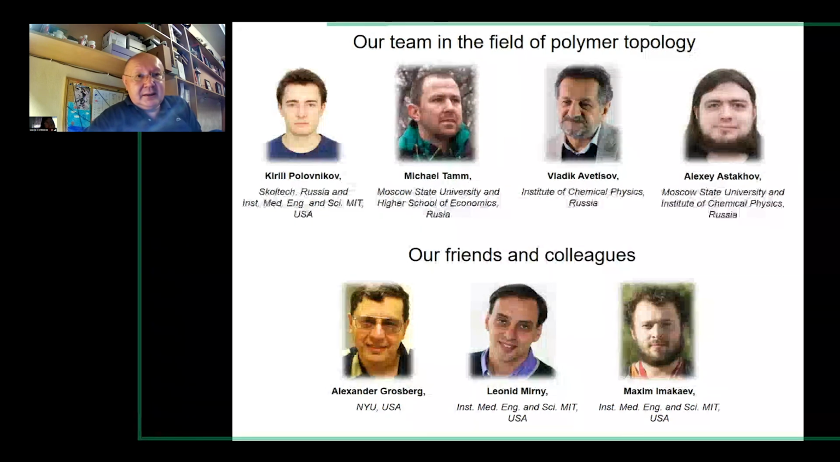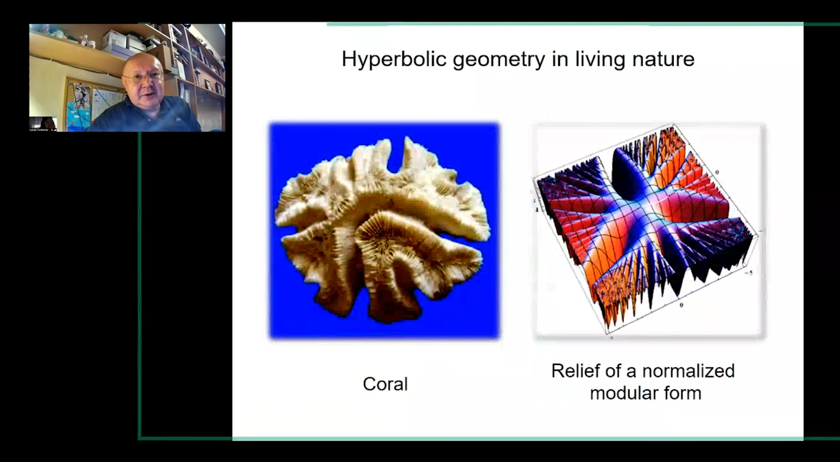And this is just my favorite picture, which shows you, maybe just by some sort of analogy, here is the coral from the sea, and this is the relief of my favorite Dedekind eta function. I see the similarities between these two structures, and this motivates us to think more about the manifestation of some hierarchical properties of analytic functions and hierarchy in nature. Okay, so thank you very much.